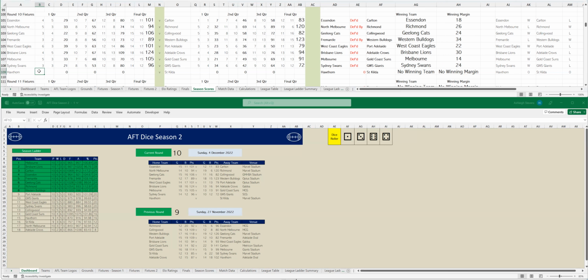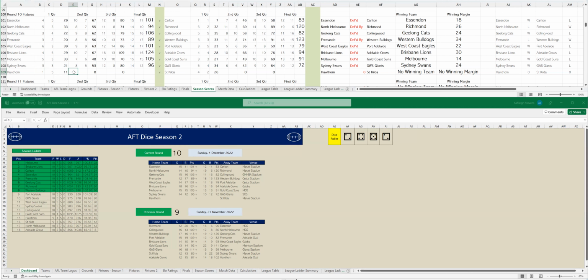It's Hawthorn versus St Kilda at MRVL Stadium. Let's go to the first quarter. Hawthorn have kicked 1 goal, 5. To St Kilda, 4 goals, 2. Let's go to the second quarter.